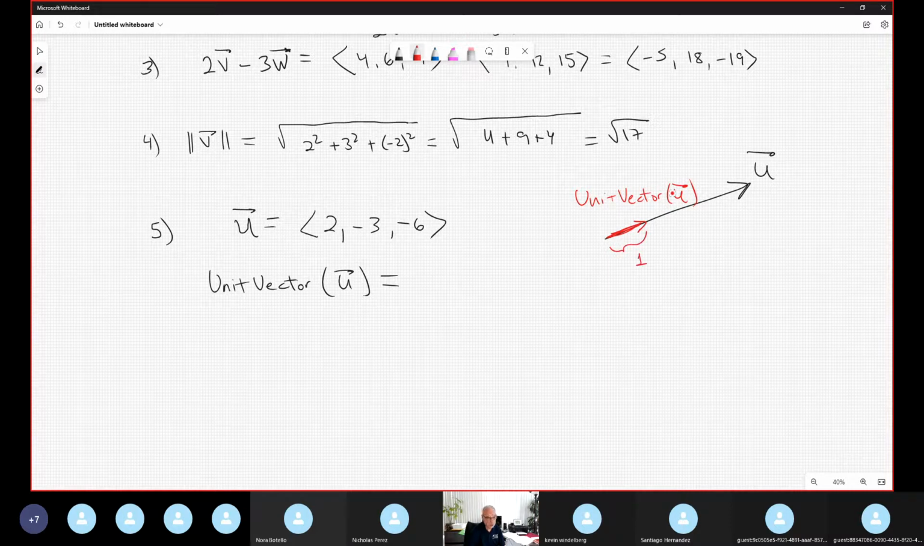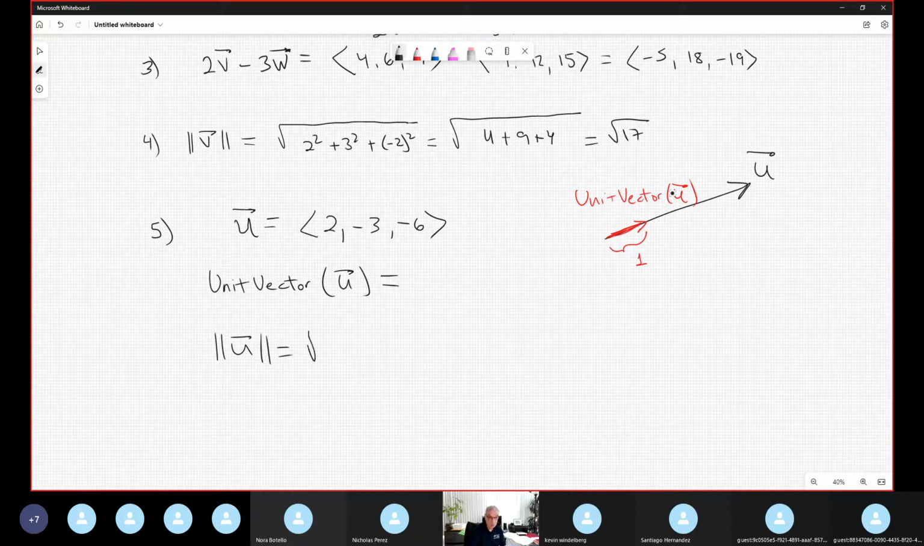That is the reason it's called a unit vector. And it's very, very useful because it indicates direction. So if you want to indicate direction, you use the unit vector. To find the unit vector, the first thing you should do is find the magnitude of U, the original vector that is given.